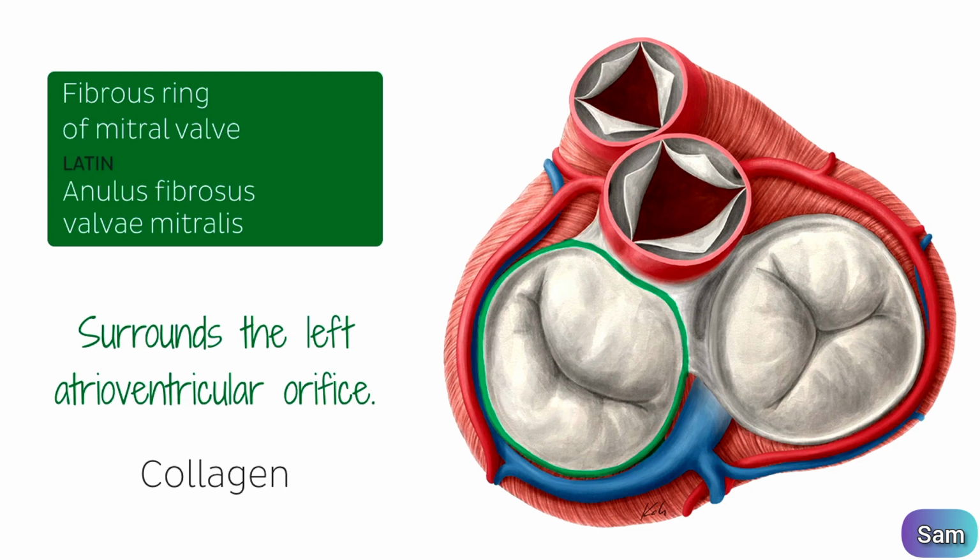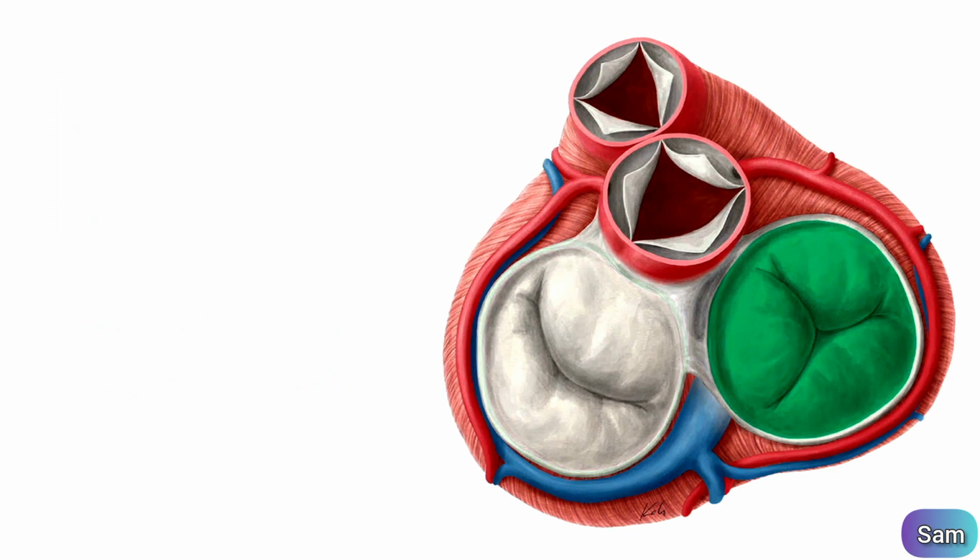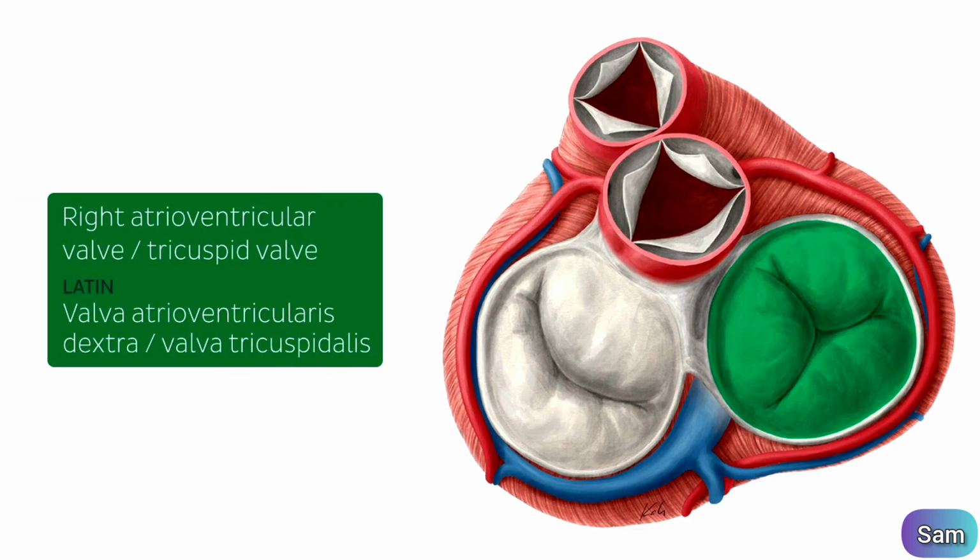We're going to move now to this valve that you see here, the tricuspid valve, also known as the right atrioventricular valve. Now, the tricuspid valve is on the right dorsal side of the heart between the right atrium and the right ventricle.